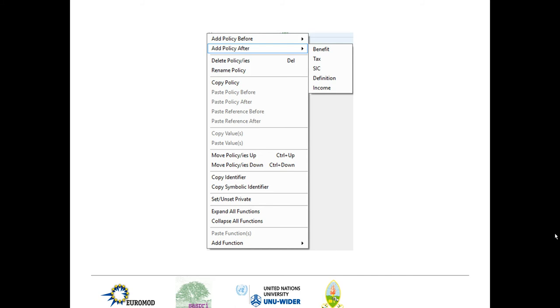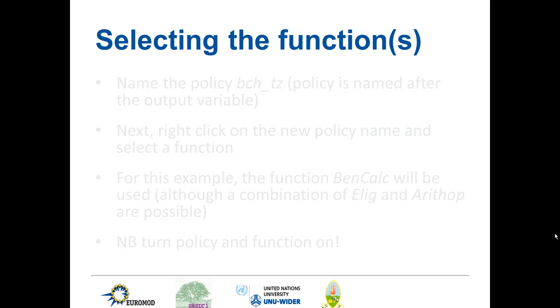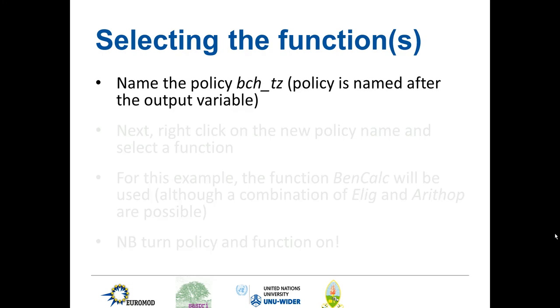So we've got to use the add policy after, and we then select the kind of policy, a benefit policy, and then name the policy. We're going to name it BCH_TZ. Why? Because the output variable BCH is a standard EuroMod output variable, and it means benefit for a child. B benefit, CH child. And you name the policy after the output variable.